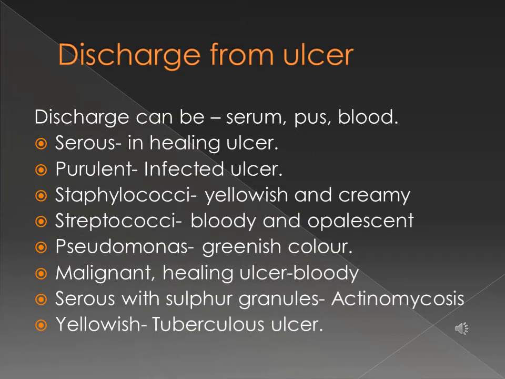Now we'll start with discharge from ulcer. Discharge can be serous, pus or blood. Serous discharge is mostly seen in healing ulcer. Purulent discharge is mostly seen in infected ulcer. Yellowish and creamy discharge is seen in staphylococcal infections. Blood and opalescent discharge is seen in streptococcal infection.